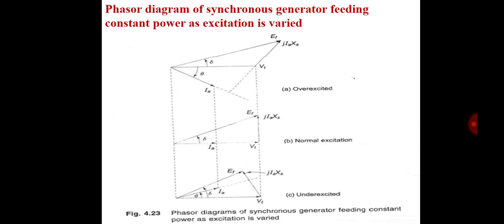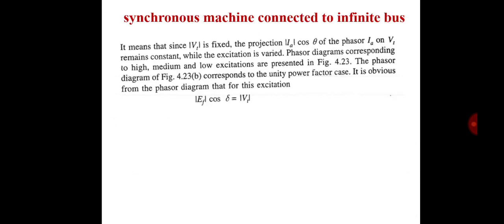So we see here in the phasor diagram, in an under excited system, we get the leading power factor. With normal excitation, unity power factor, and with over excitation, lagging power factor. Okay, so here we see Ef cos delta is equal to Vt.